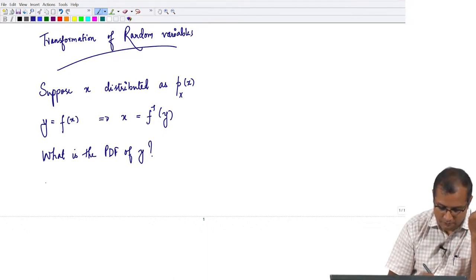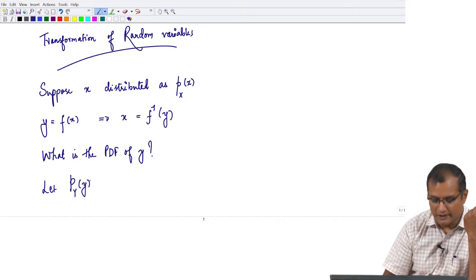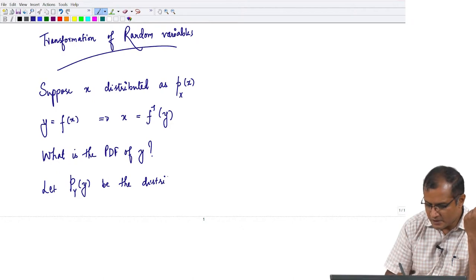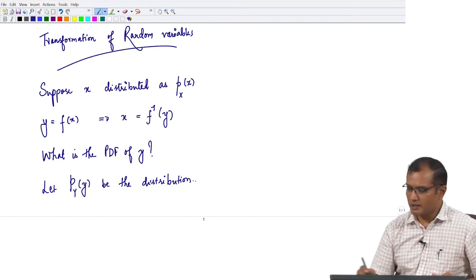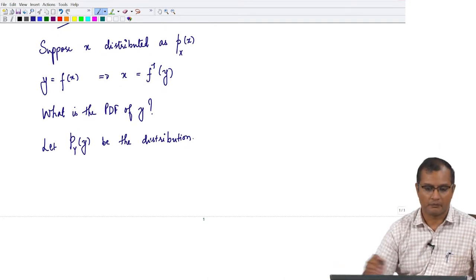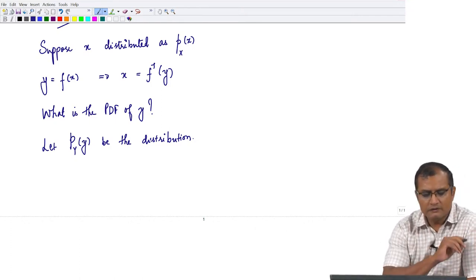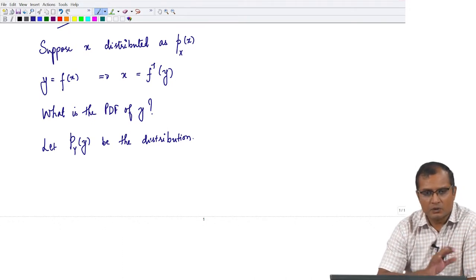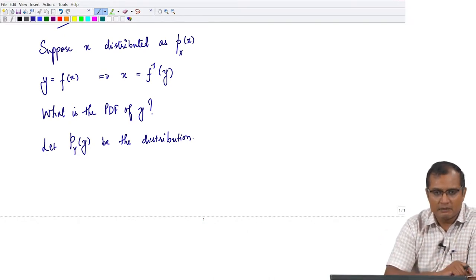So basically I am asking what is the PDF of the distribution of y. Let us call this distribution P of y, and I am going to put a subscript capital Y to alert the reader that this is a PDF of y. Now the problem is very simple to solve. In this case of a one dimensional random variable, you just have one variable that is x and it is mapped to another variable y.